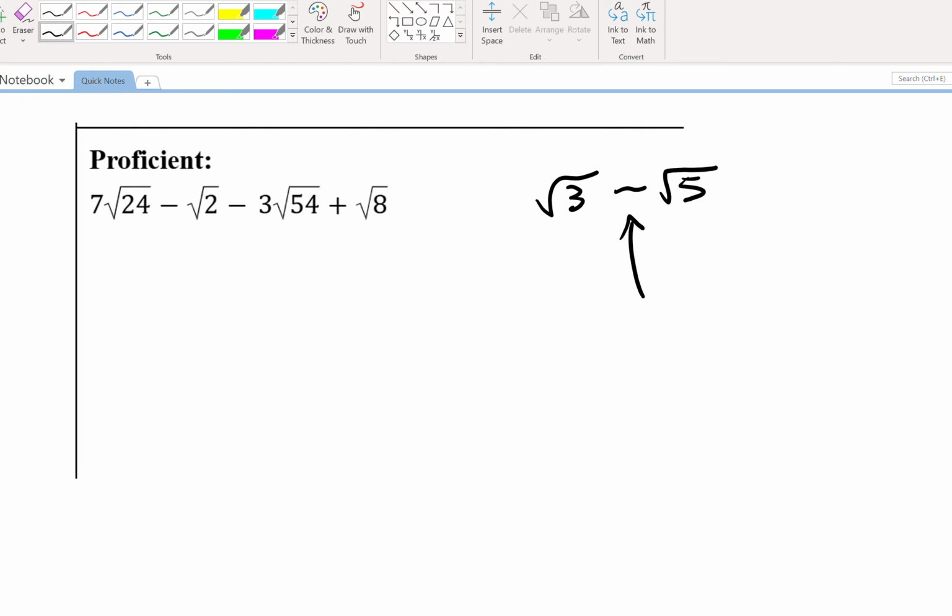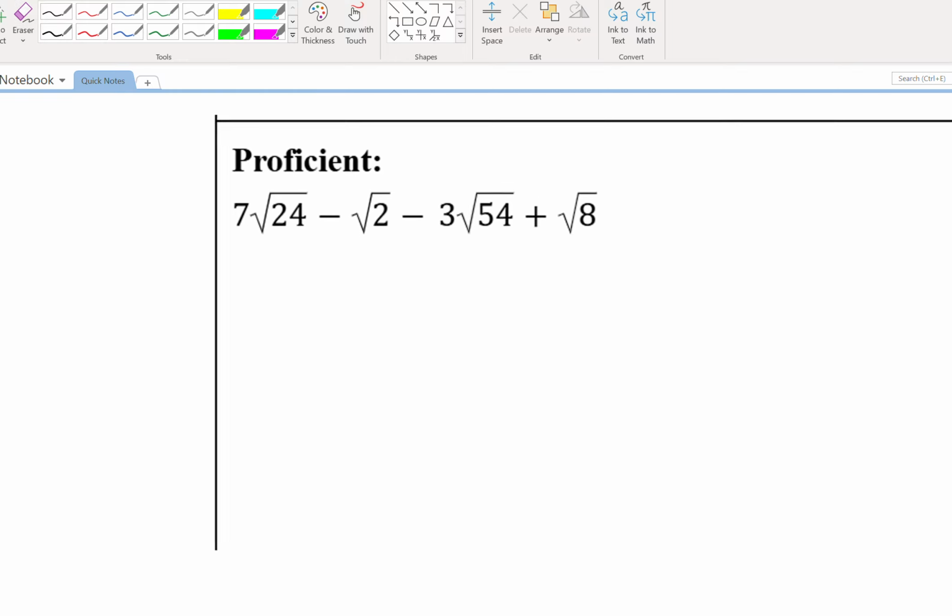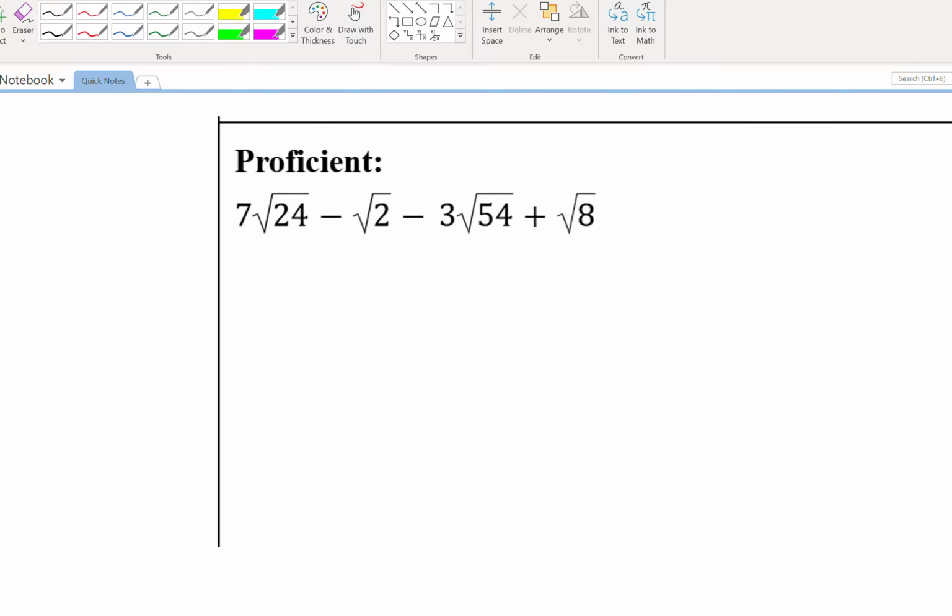But you cannot combine them into a single term, or single radical, in addition or subtraction unless they are like radicals. But sometimes we look at these and we think these can't be combined because none of them are the same radical. But if we simplify them, it turns out that some of them end up being like radicals to the others. So I'm going to take 7 square root of 24.